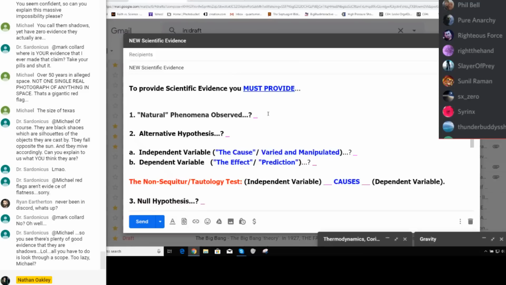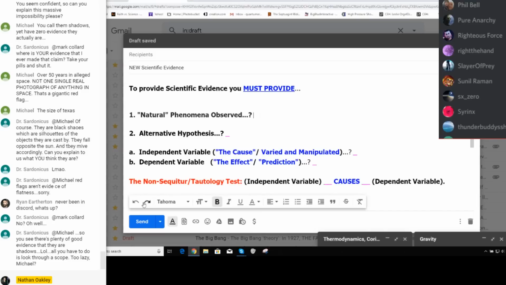Okay, natural phenomena observed? Earth curve. You're observing Earth curve? You're observing a missing mountain. Okay, angle. Sorry. Angle change. Okay. Angle change of observation. Angle change of surface, like I said before.